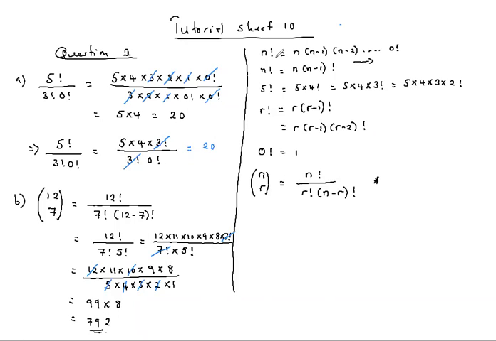So that was B. Then we go to C. So put C here. 12, 5, choose 3.